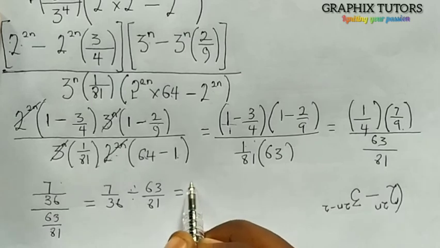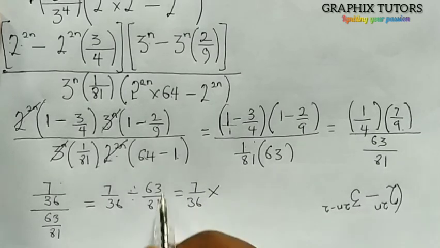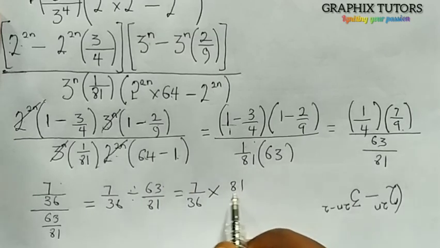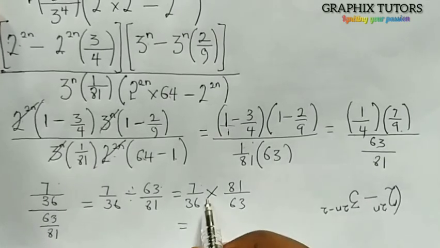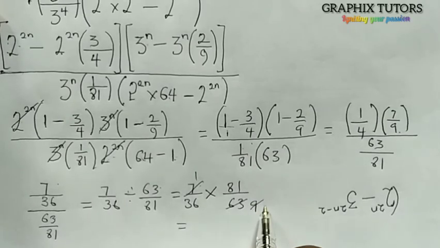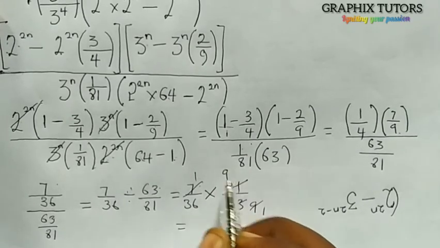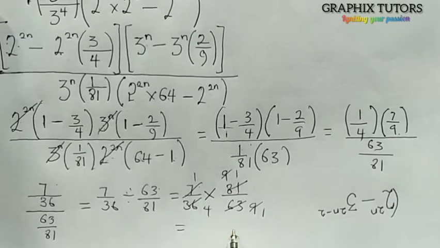And this will give us 7 over 36. If I change it to multiplication, this 81 will come up. So we have 81 over what? 63. In the long run, 36. If you do it this way, 7 can go into 63. That is 9. So 7 in here, 1 in 63 is 9. 9 in here, 1 in 81 is 9. 9 in here, 1 in 36 is what? Is 4. So my answer is what?